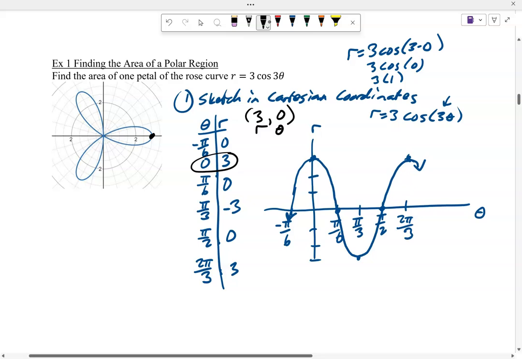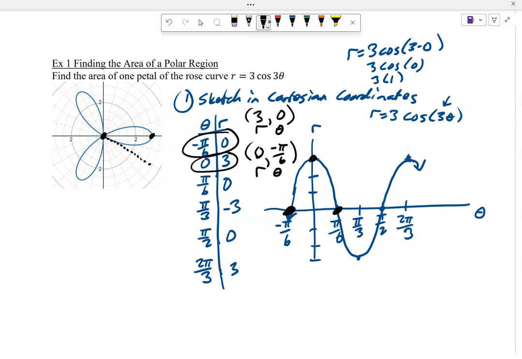In fact, let's do that negative pi/6 right here, here, and here. I'm going to do those 3 points right there. So if I have a negative pi/6 angle, my r is 0. So I don't move. I'm right there at the origin, right? So it's starting there. And then if I plugged in, let's say, negative pi/12 or something, I get something over here. So it's moving this way.